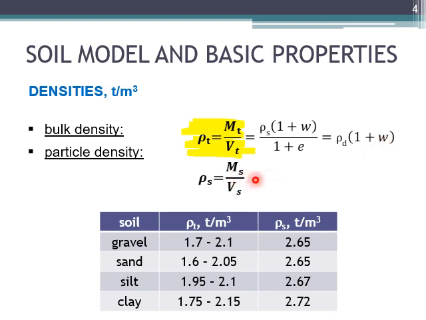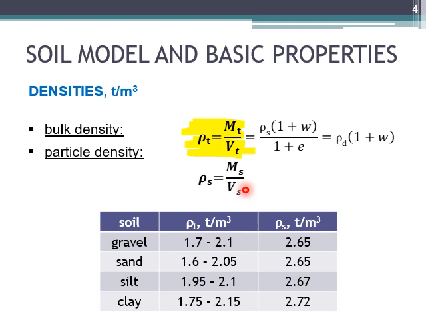Okay, particle density. So the next definition is given here. The particle density is simply the density of the soil skeleton. So it is the mass of the skeleton over the volume of the skeleton.